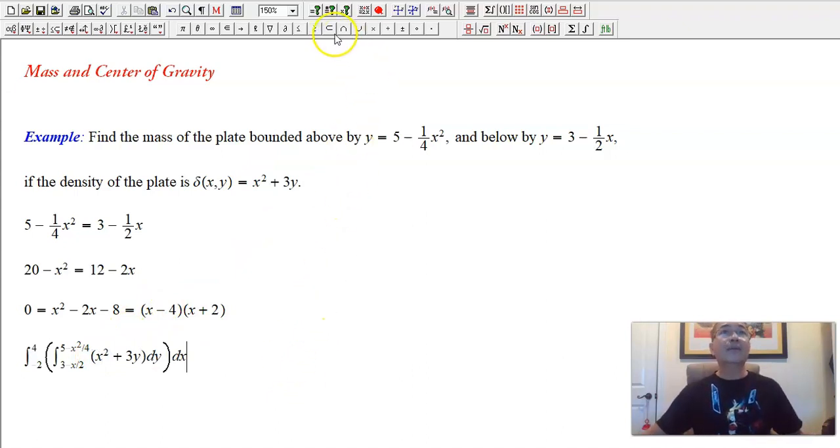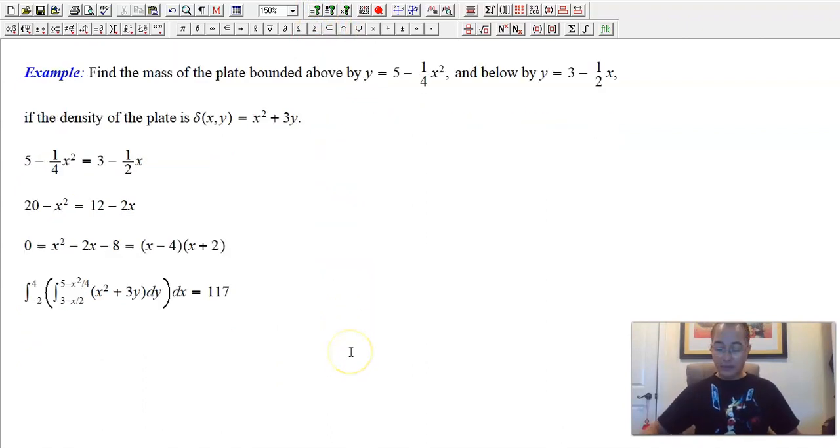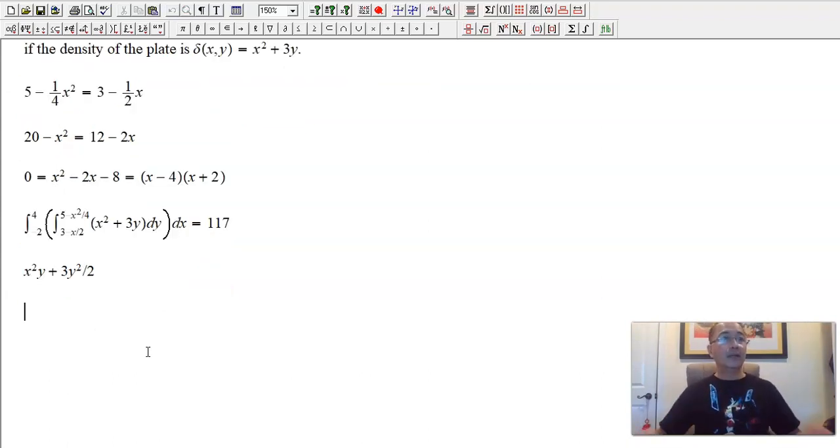Okay, would you like to see the answer? Yeah, all we have to do is click on that. 117, that is what we need to find. Okay, so let's do it. Okay, our inner antiderivative is with respect to y, so that becomes the antiderivative of x squared times y plus 3y squared over 2. Okay, and then we are going to plug in our limits.